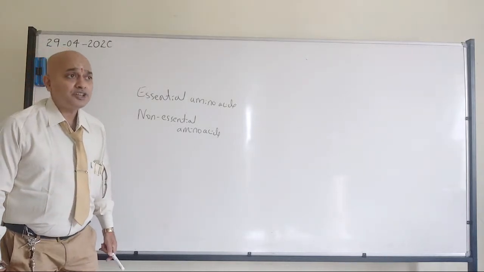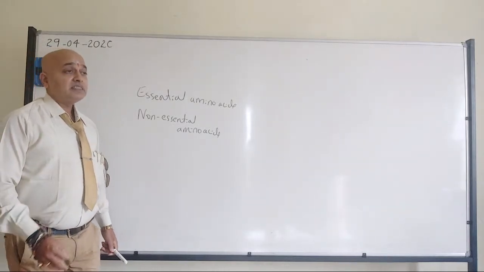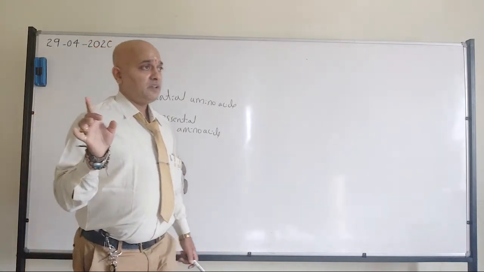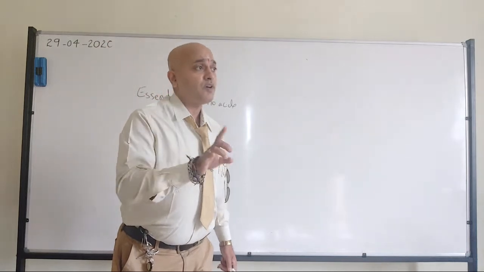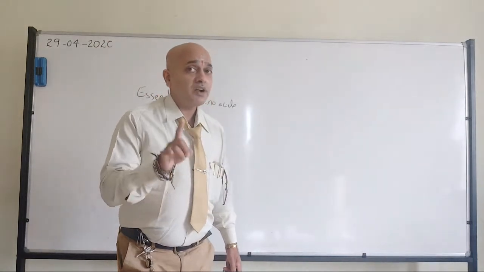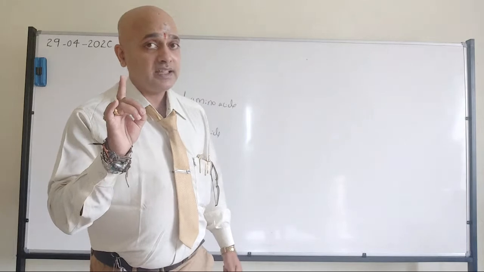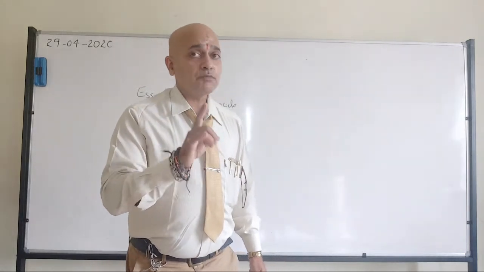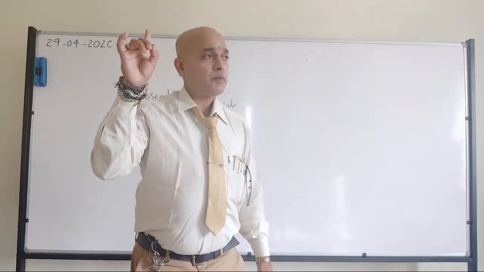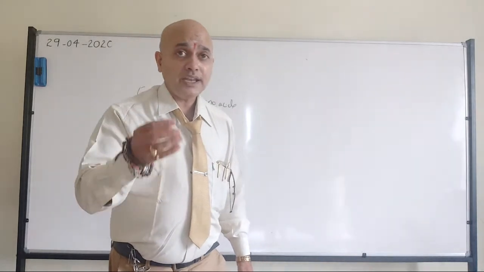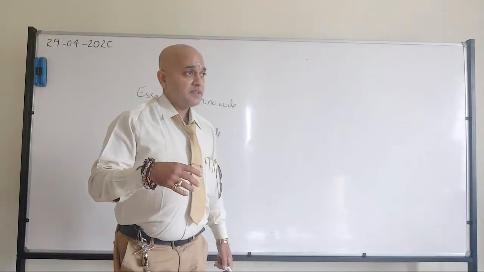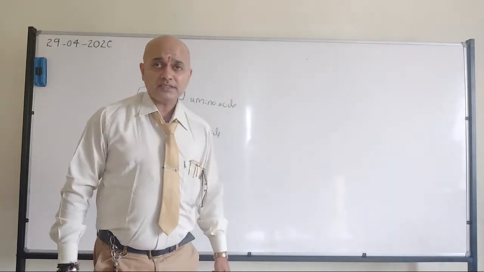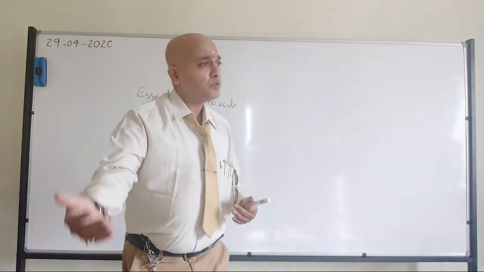Because among the 20 amino acids, nearly 9 amino acids we cannot synthesize. We are dependent on the food for that purpose. That's what I was telling, egg white is a high quality protein. That is because it provides all the essential amino acids. Therefore, when you are eating those food items, your body will get all the essential amino acids so that it can produce the protein.